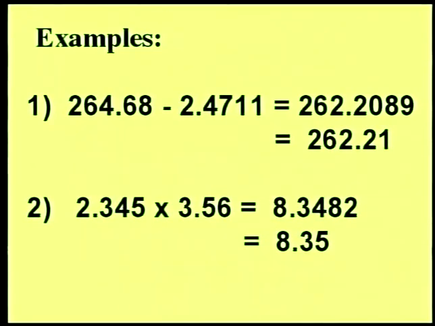Your answer has 7 significant figures. But when you write the final answer, you have to bring it to the number of significant figures in the numbers you did your operation with, and it has only 5, because the least number of significant figures in the numbers given for that operation was 5. And therefore you have 262.21. And that answer has how many significant figures? 5. Okay, good, it has 5. Now the second one, you have 2.345 times 3.56, and your answer was 8.3482.